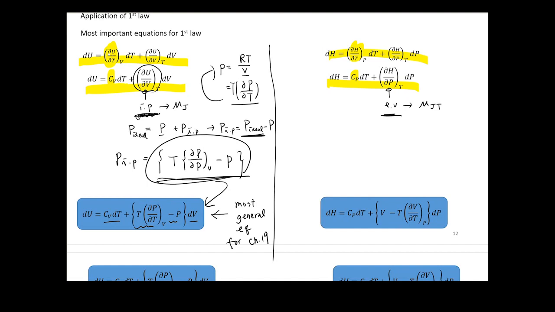We're going to go through many applications of the first law of thermodynamics. You will see all the applications. You can always start from here, and based on the conditions given in the questions, you simplify this one and eventually arrive at the final equation that you want to use. So memorize it.